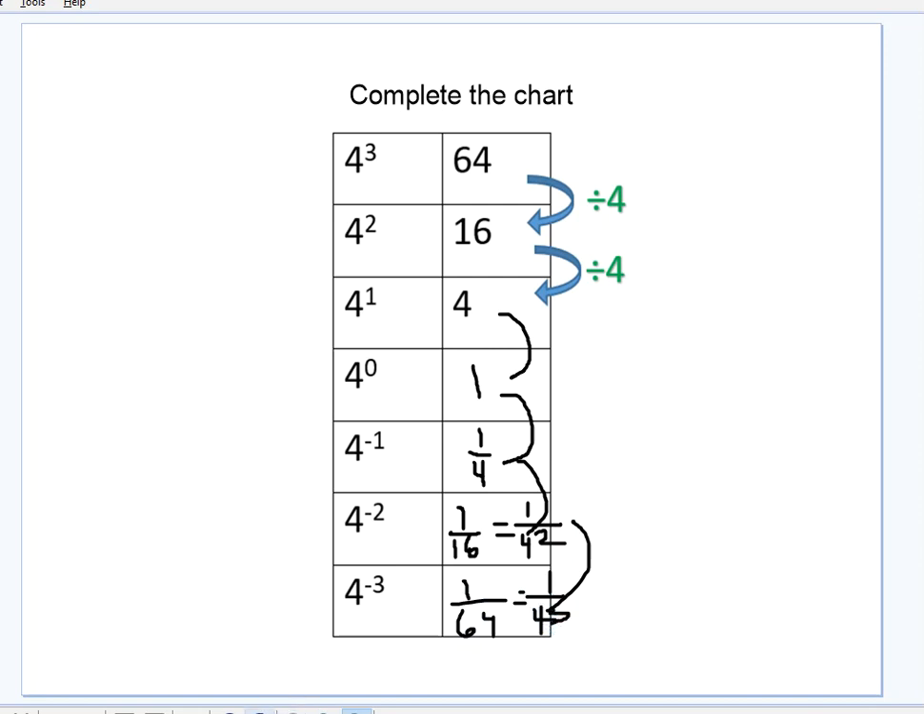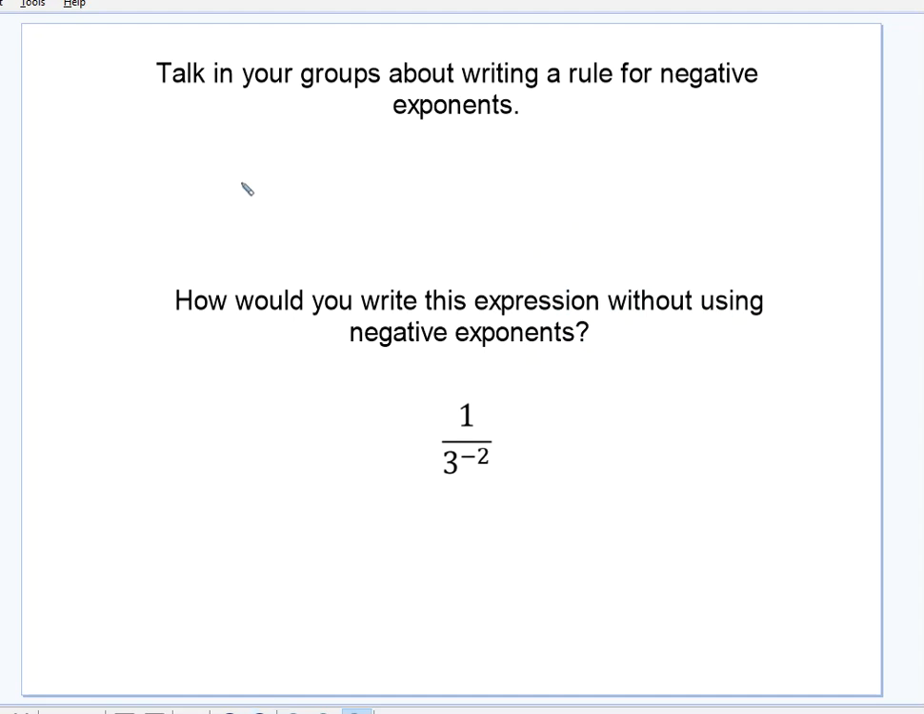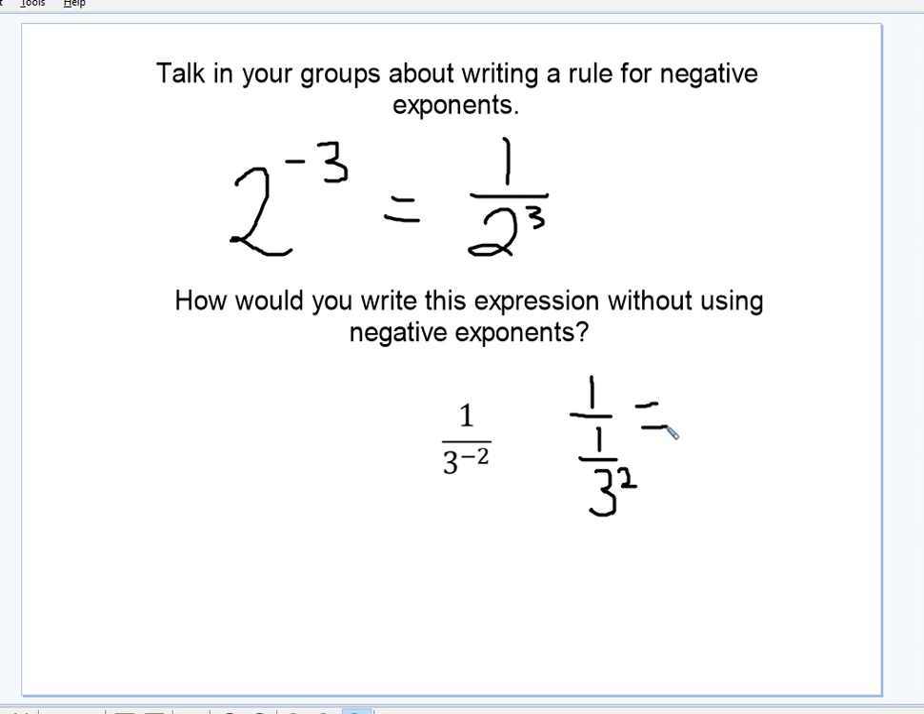So hopefully looking at that, you can see when you have negative exponents, like 2 to the negative third power, you can go ahead and write them as this. Go ahead and think about how you would write this so that you wouldn't have a negative exponent. So think about it this way: this is really 1 over 3 to the second, which once you simplify actually gives you 9. Okay? So instead, you can just move it up straight to the numerator.